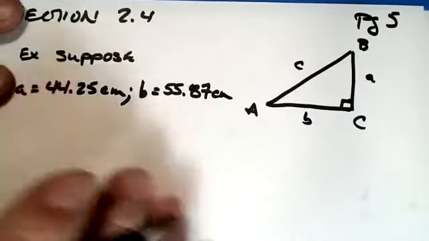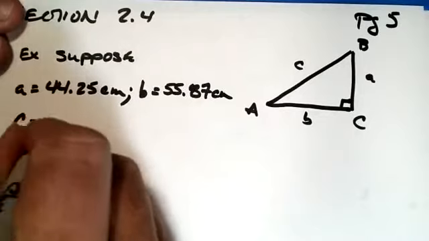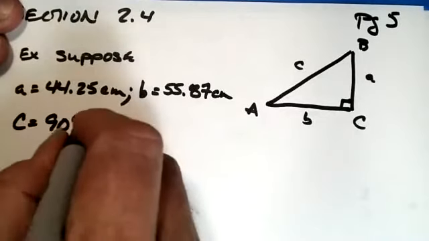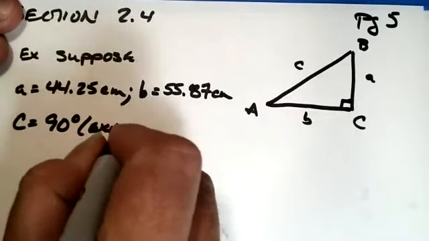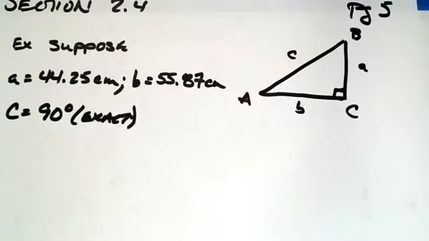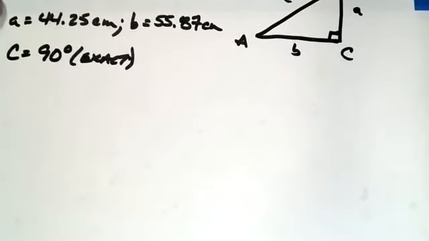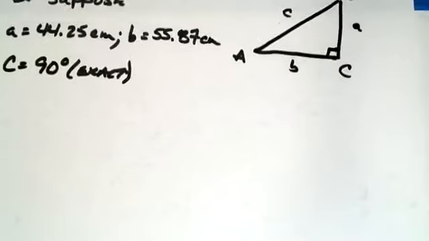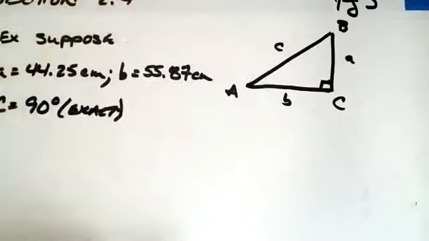Now, because it's a right triangle, we know that big C is exactly 90 degrees. This is always stated when you have a right triangle. It says, solve this right triangle. Well, you automatically know that one of those angles is exactly 90 degrees. So we can do a calculation pretty quickly to find the third side. It happens to be the hypotenuse in this case.